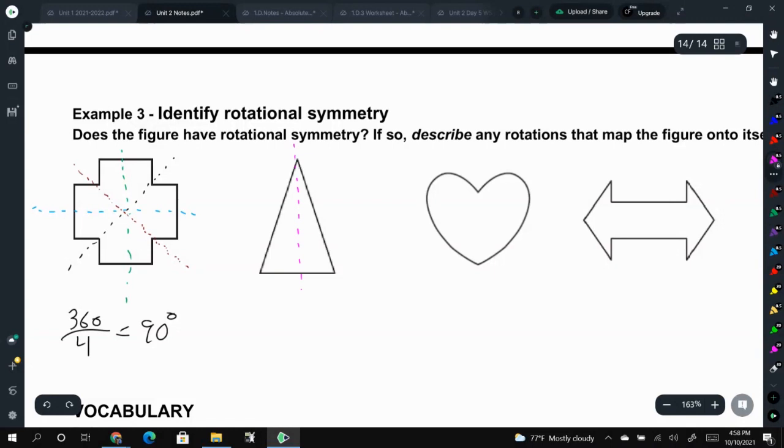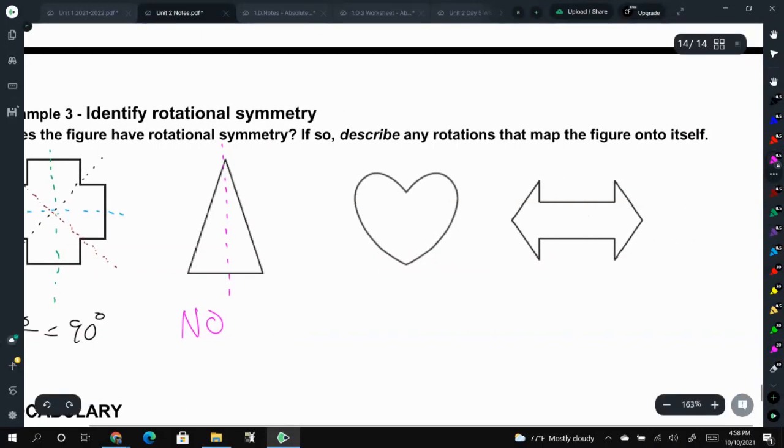This one you can obviously see a vertical line, but there's really no other lines of symmetry here. So this one does not have any rotational symmetry because there's only 1 line of symmetry. This heart, the same thing. You have that line there, but that's it. So no.